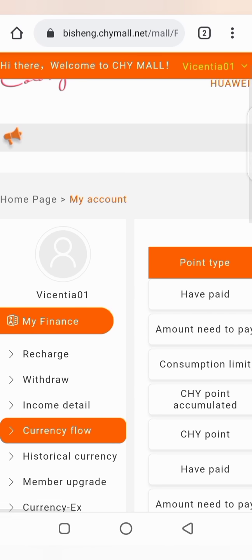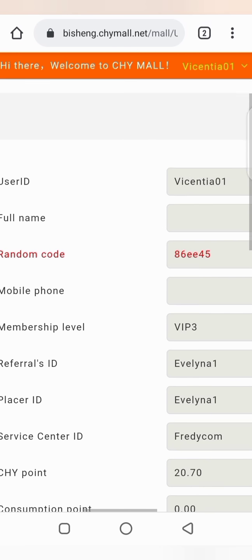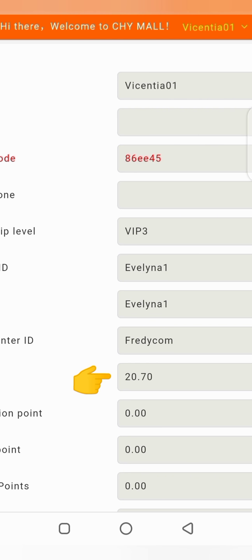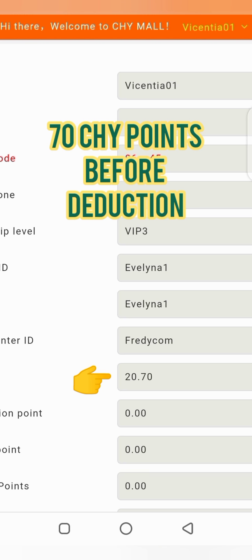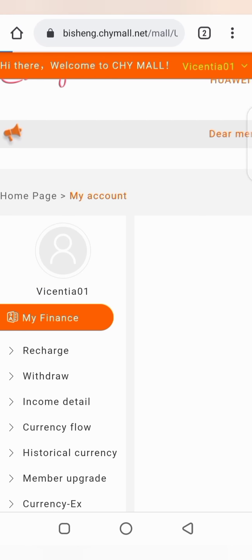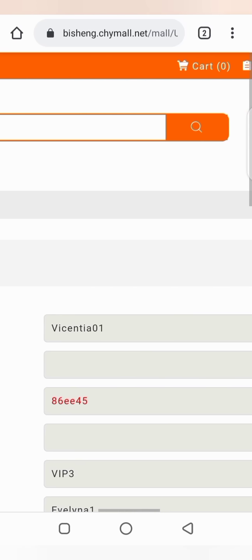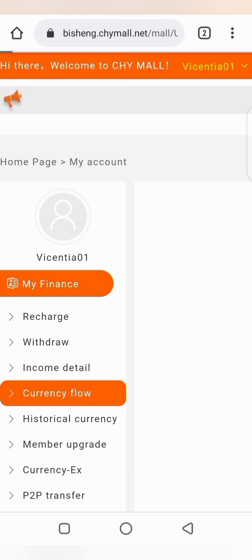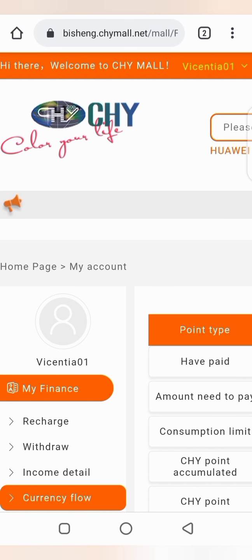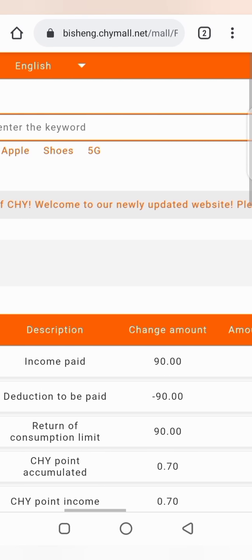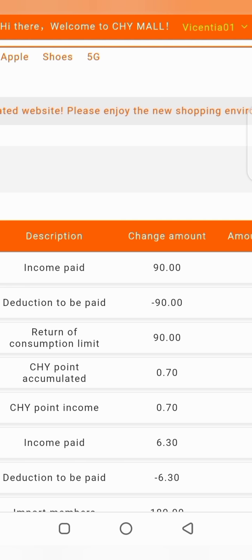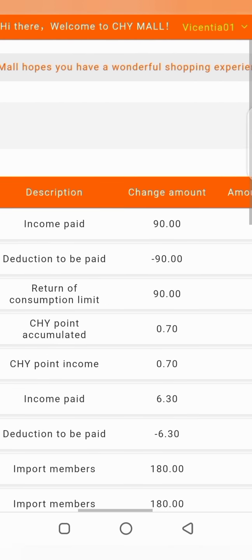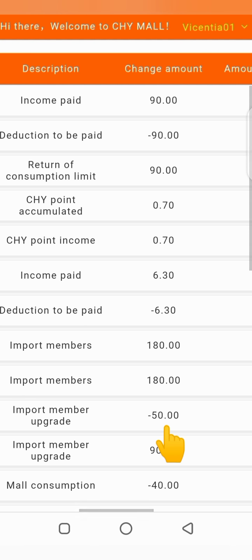So let me show you guys this. Previously my point was 70. Okay, so 50 has been deducted. And let me show you guys why the 50 was deducted. When you are upgrading from a VIP2 to a VIP3 account, 50 consumption points is what is needed to upgrade. Okay, the consumption points is what is used to upgrade or to activate an account. So moving from VIP2 to VIP3, the consumption points needed is what? 50. That was why the 50 was deducted here.